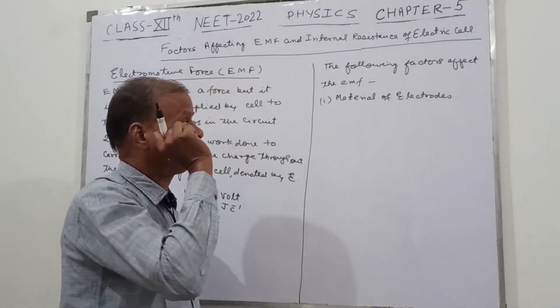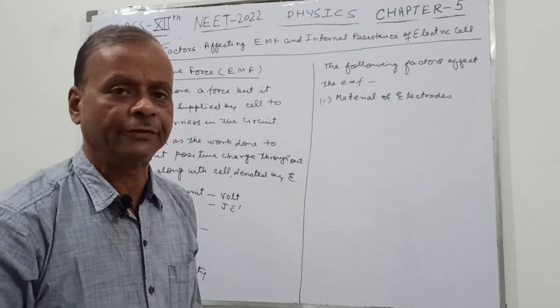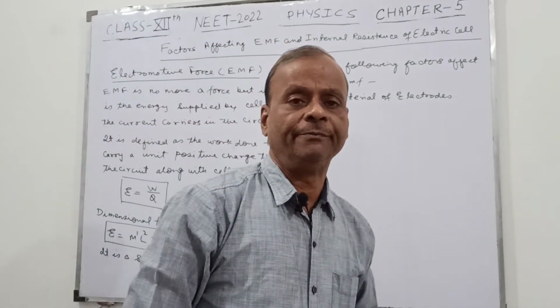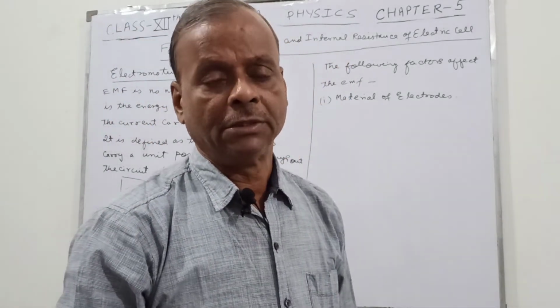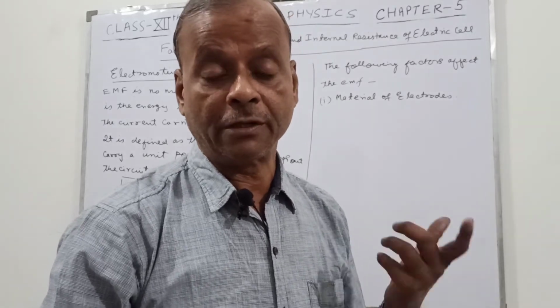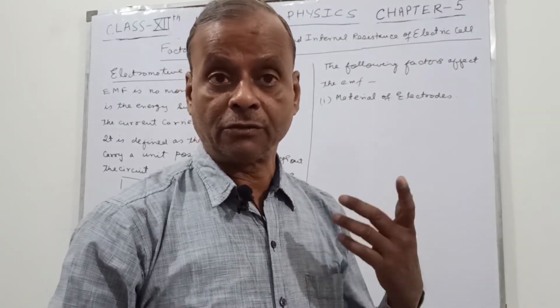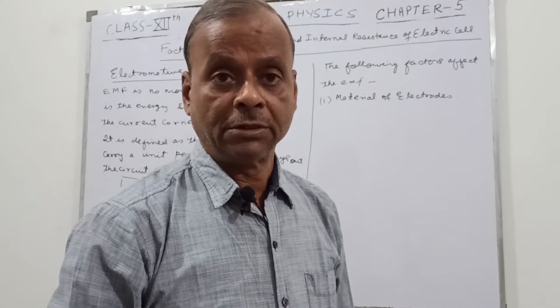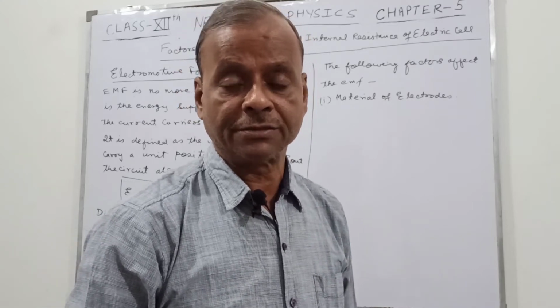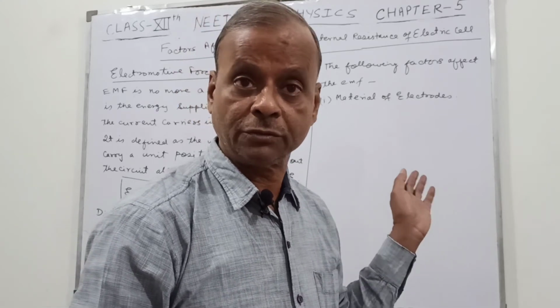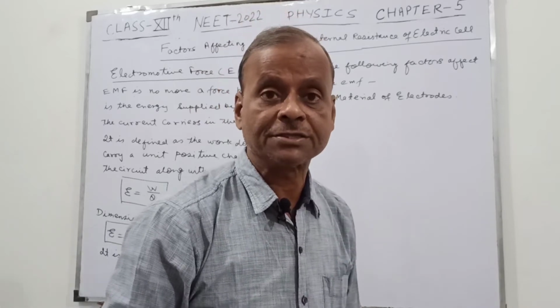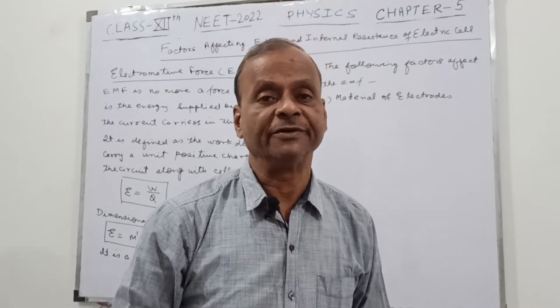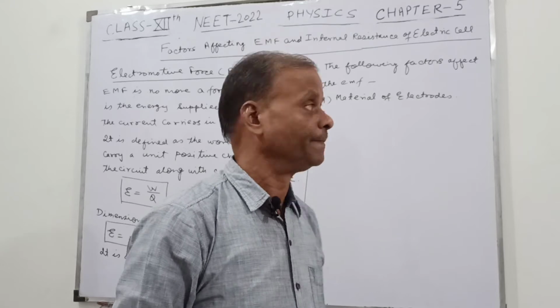electrodes. That is, what are the electrodes made of? They are made of metal. Then which kind of metal? This is iron, copper, nickel, or silver, gold, whatever there are. Or they are made of some alloys. All these affect the EMF of the cell.